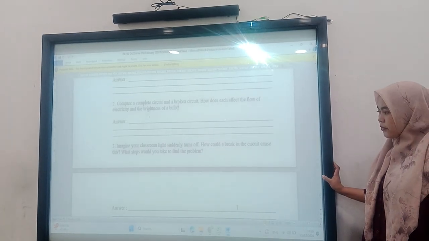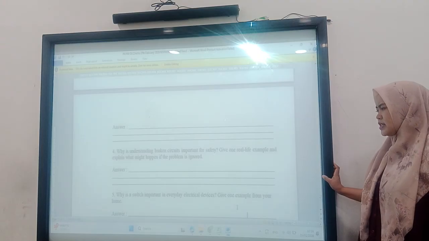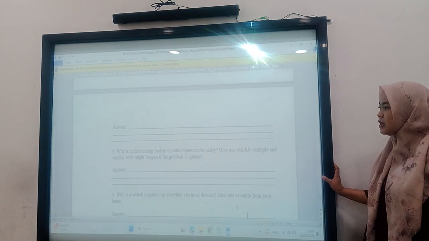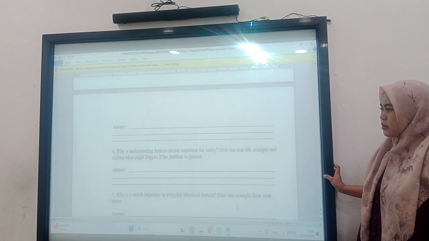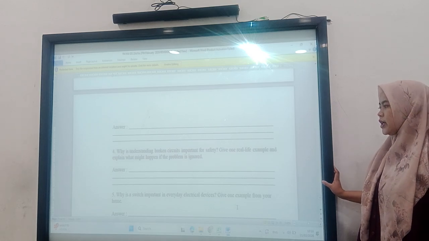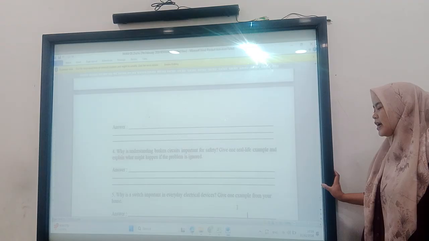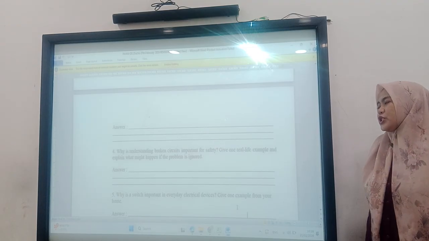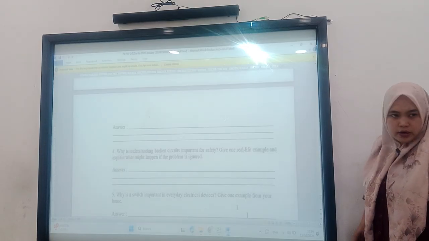Number four. Why is understanding this concept important for safety? Give a real life example and explain what might happen if the problem is ignored. So understanding broken circuits is important because it can prevent accidents, and an example is a damaged wire can cause electric shock and fire if it is ignored.